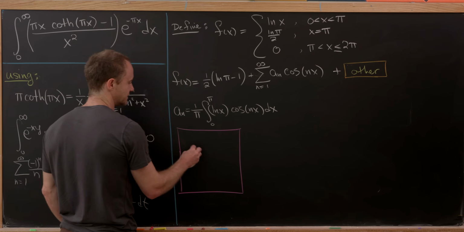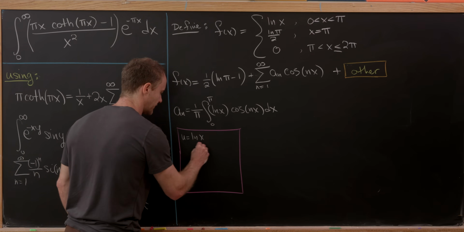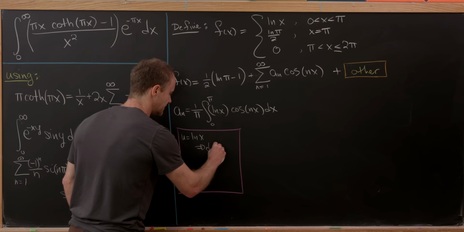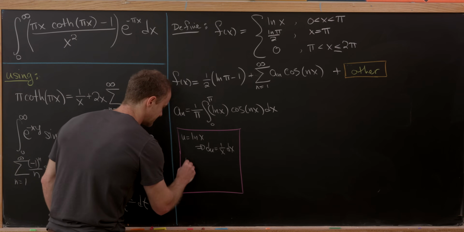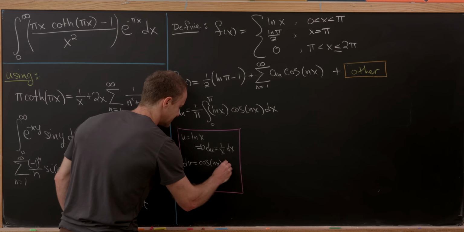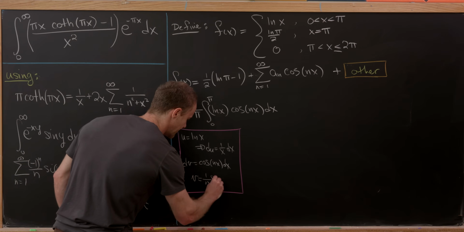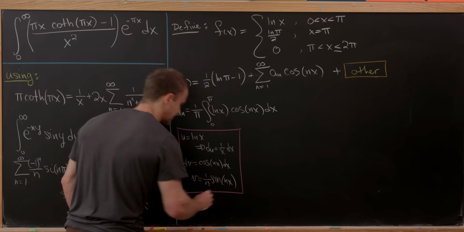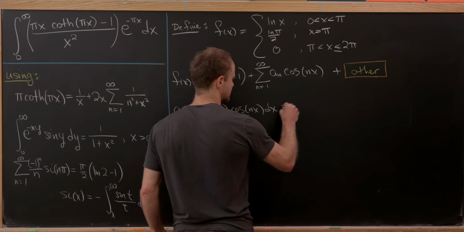So how might we do this? Well, let's take u and set it equal to natural log of x. That means our du term is 1 over x dx. And then we'll take dv and set it equal to cos nx dx. That means our v term is 1 over n sine nx. Okay, good. Now let's use our integration by parts formula.